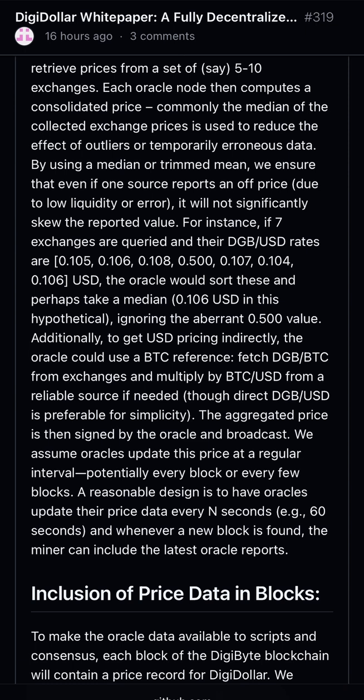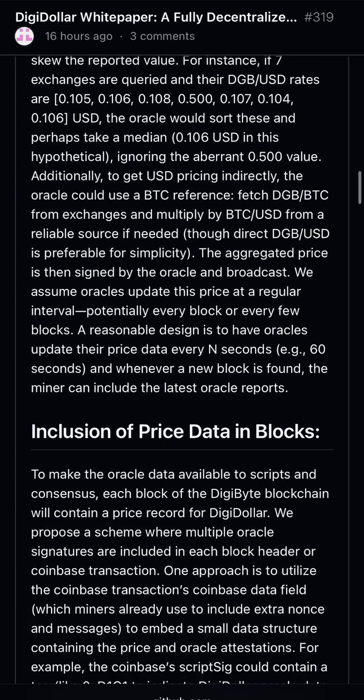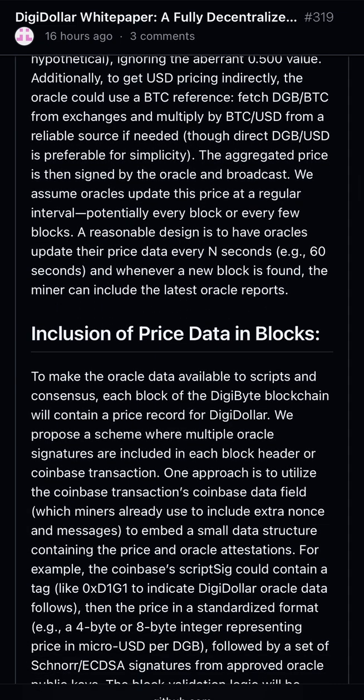Additionally, to get USD pricing indirectly, the Oracle could use a BTC reference, fetch DGB/BTC from exchanges, and multiply by BTC/USD from a reliable source if needed, though direct DGB/USD is preferable for simplicity. The aggregated price is then signed by the Oracle and broadcast. We assume oracles update this price at a regular interval, potentially every block or every few blocks.